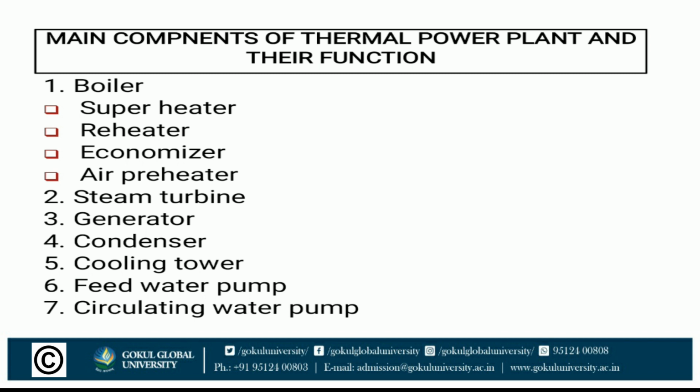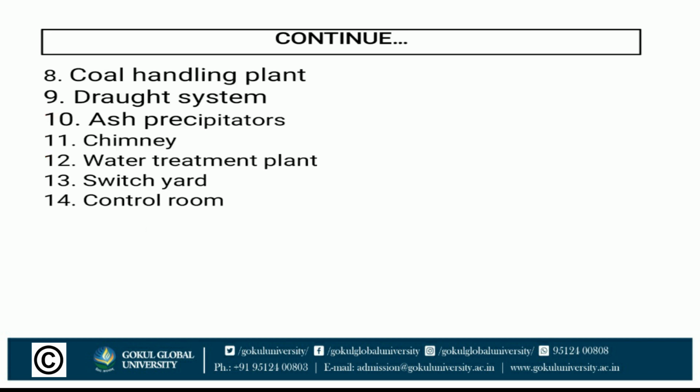It is used to supply feed water, meaning coming from the condenser, to the boiler at a desired high pressure. Next one, circulating water pump. It is used to circulate the cooling water in the condenser and cooling tower closed circuit.